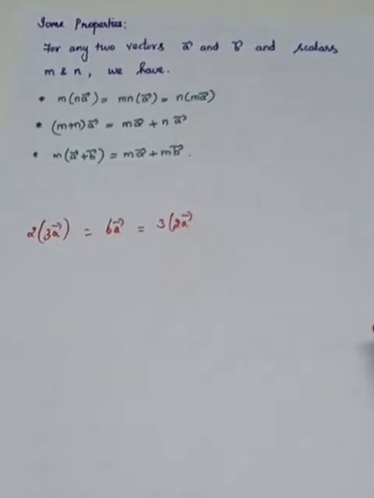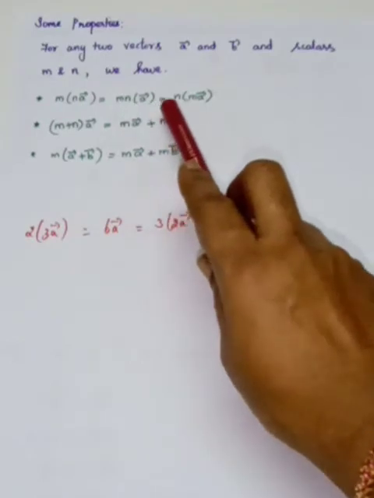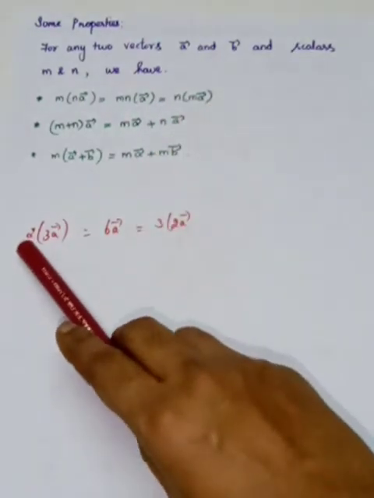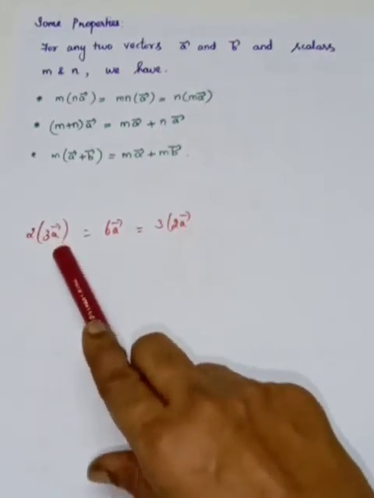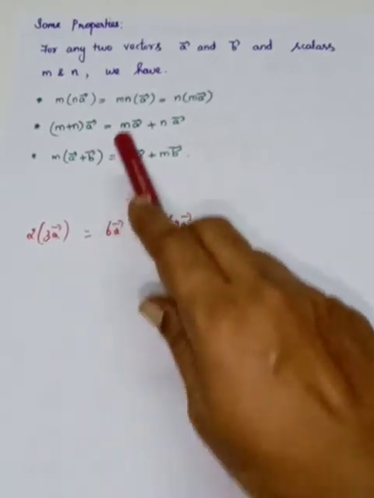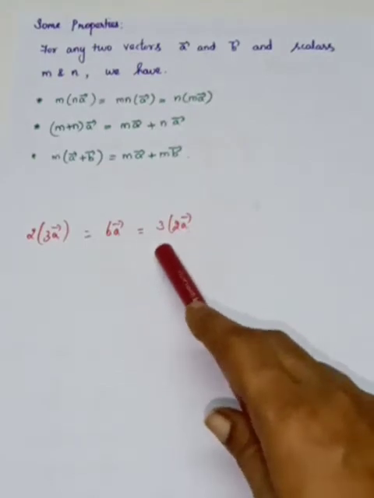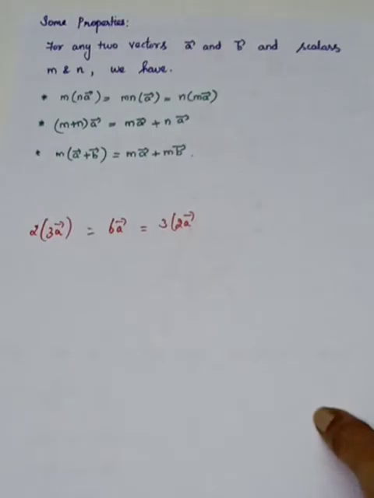Here we have taken two vectors, a vector and b vector, and the scalars m and n. So we have m into n a vector is equal to m into n a vector, which is equal to n into m a vector. That means, taking m as 2 and n as 3, 2 into 3a vector can be written as 6a vector. That is also equal to 3 into 2a vector. So the constant we can make use of anyway.